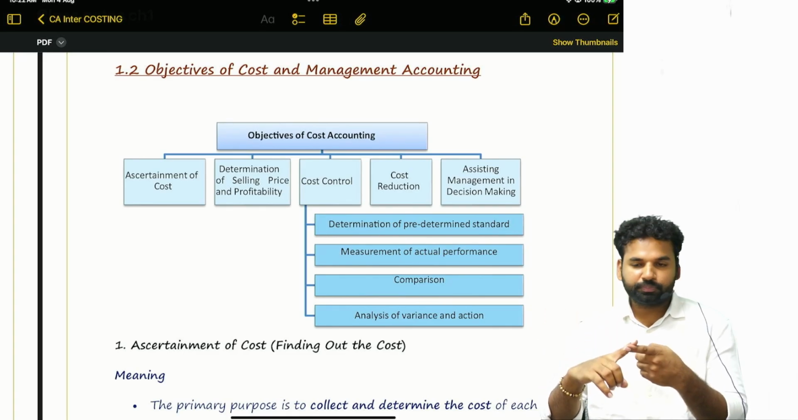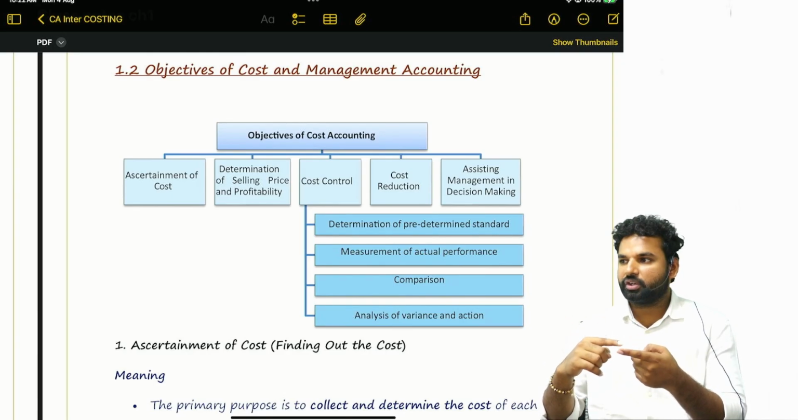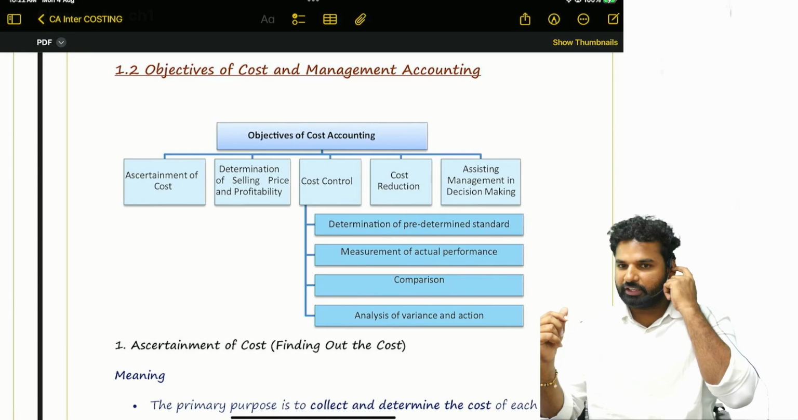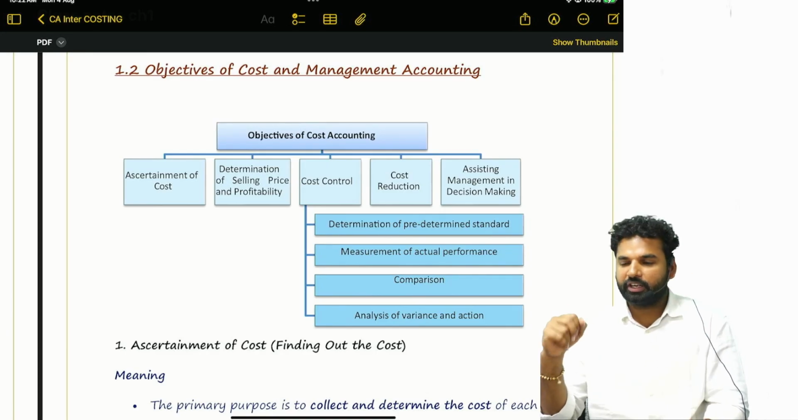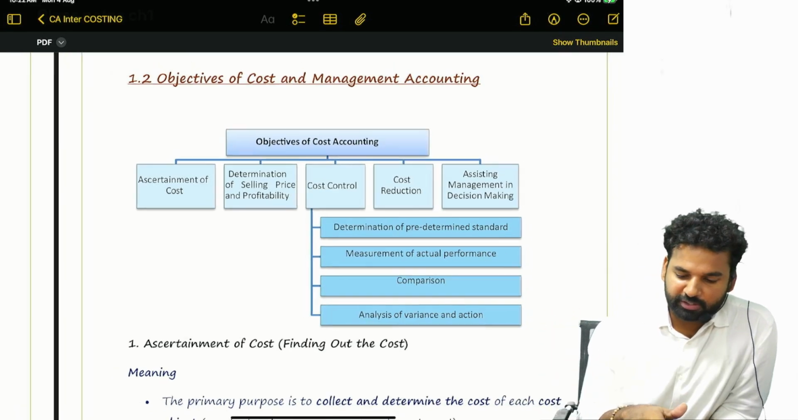And that too, what are those classifications based on? Based on nature or element, there is a different classification. Based on functions, there is a different classification. Based on variability or behavior, there is a different classification. Based on controllability, okay, and based on normality, and based on the uses by the management. So the different costs have been classified.